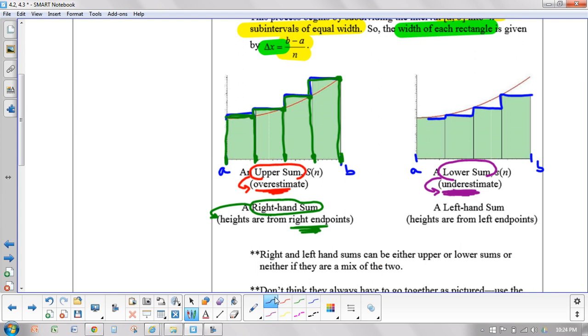Or you could have a left-hand sum. And the left-hand sum just means that your heights have to come from the left endpoint. So if you take this, here's my division, division, division, division, and you go up to make a rectangle. This rectangle came from the left-hand side being the height. This rectangle came from the left-hand side being the height. And this rectangle came from the left-hand side being the height.